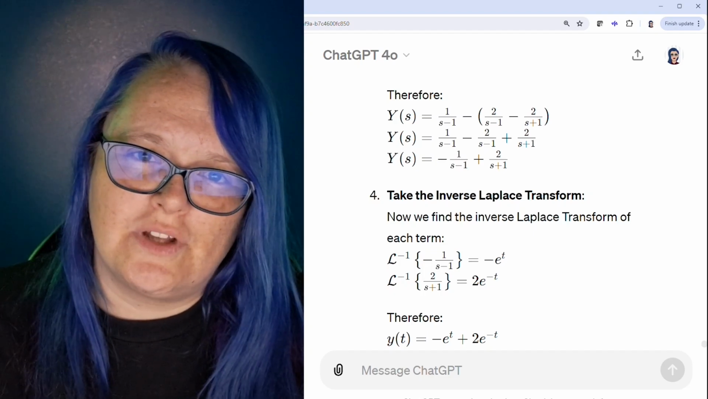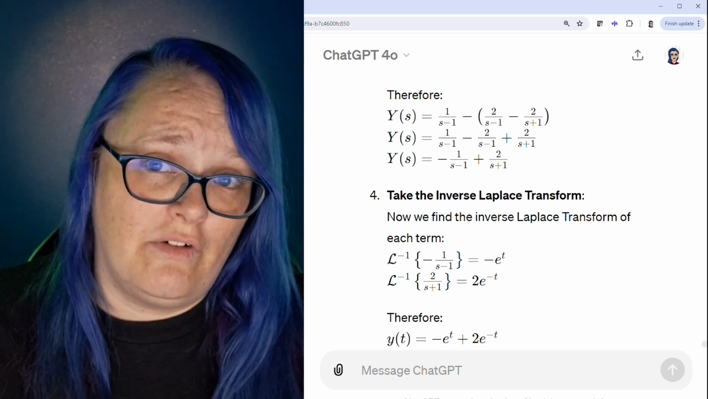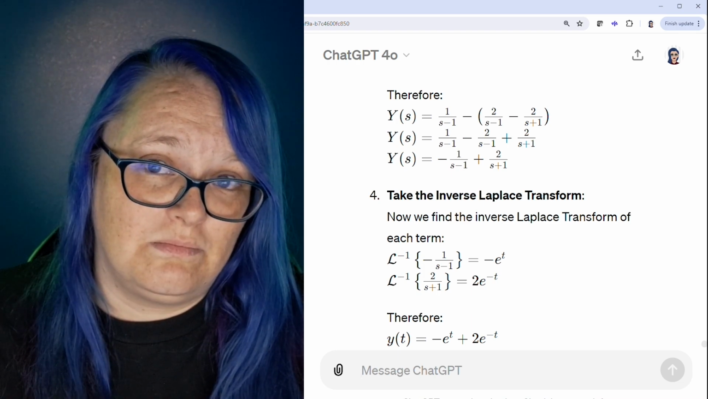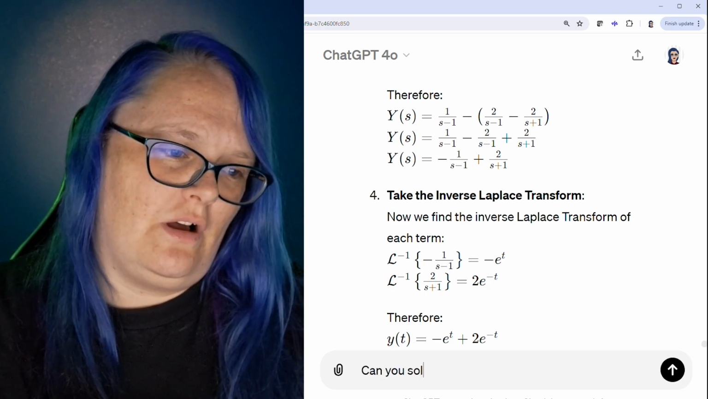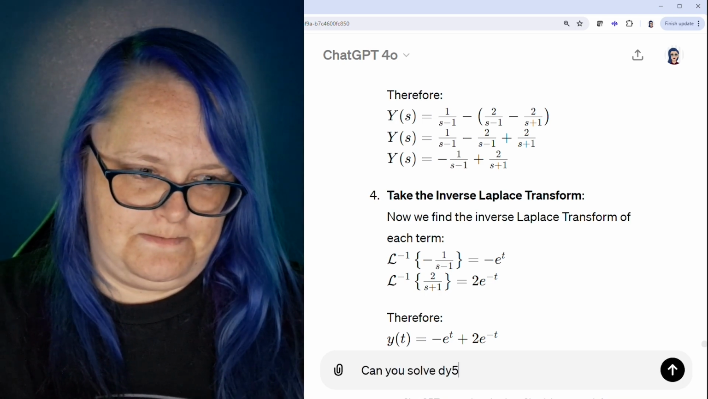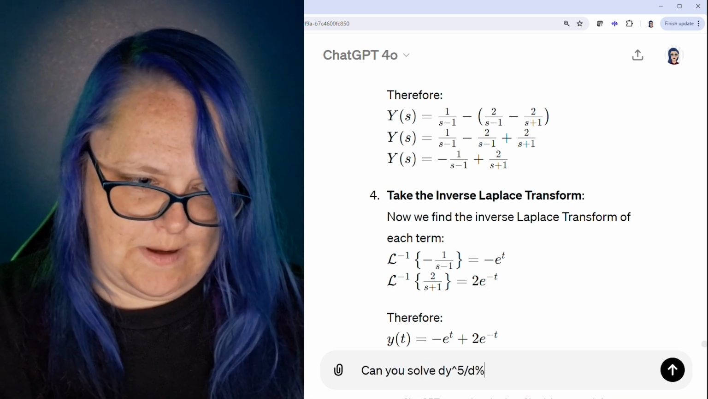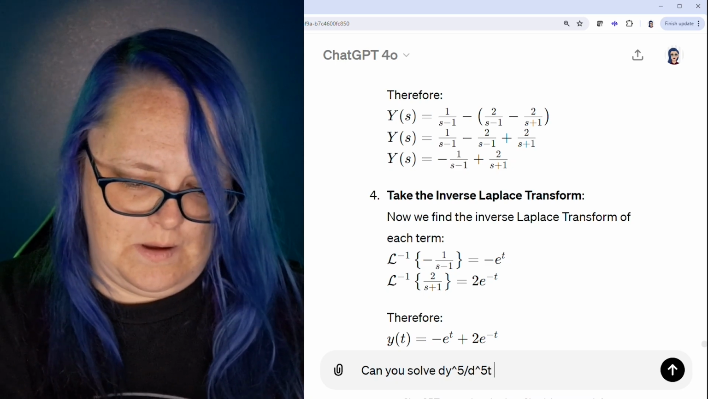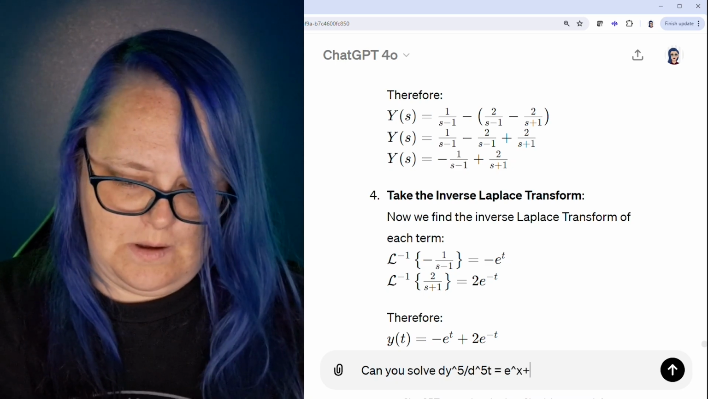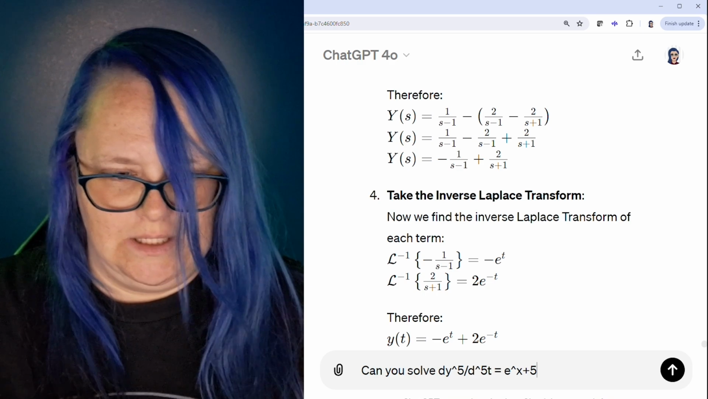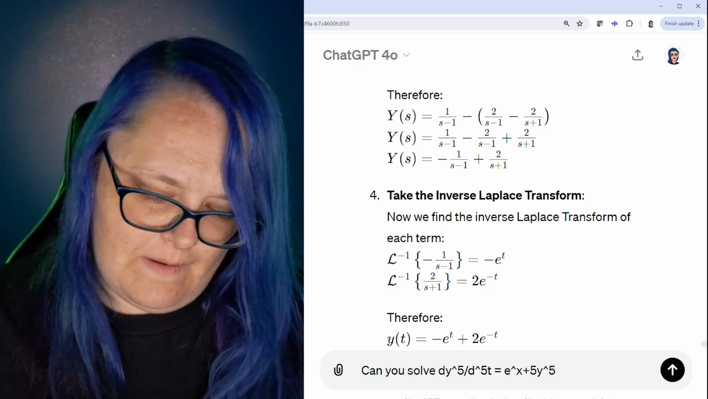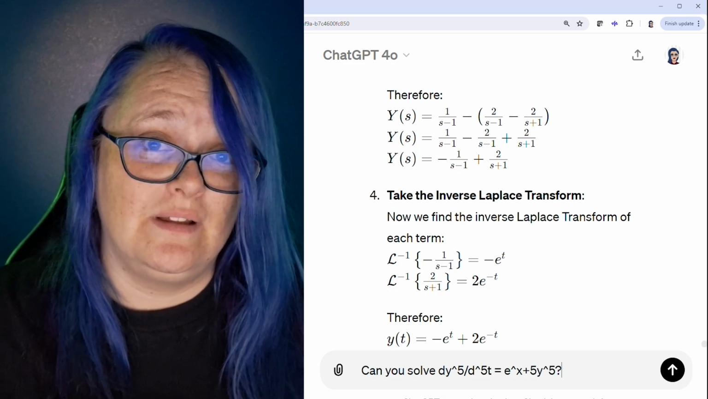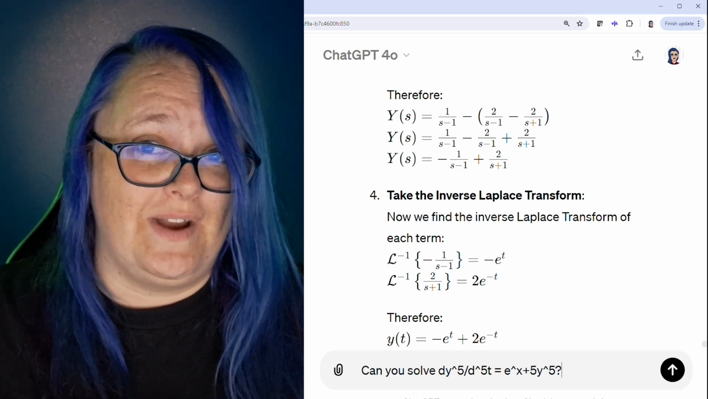I wonder if it could solve an unsolvable. Let's do that. One more. Can you solve... I'm just making this up at this point. I don't think that one's solvable. Let's find out.